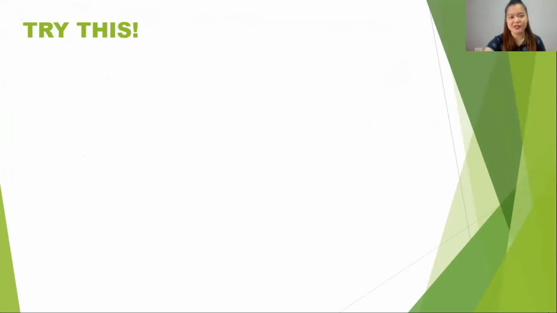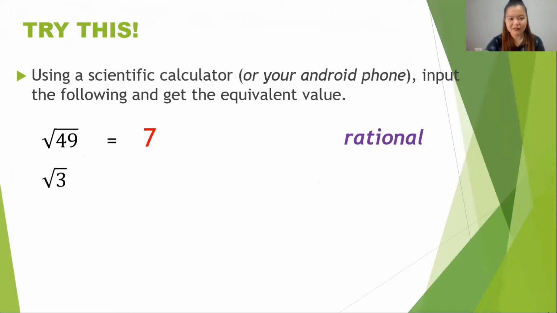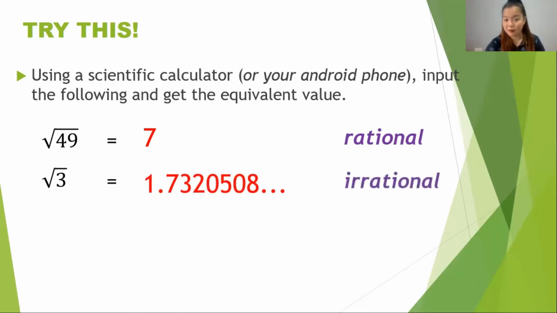Okay, so let's try this. Using a scientific calculator, input the following and get the equivalent value. Okay, so let's have square root of 49. The answer is 7. And we know that 7 is a rational number. Let's try square root of 3. By computing that in your calculator, square root of 3 is equal to 1.7320508 and so on. And that is an irrational number.